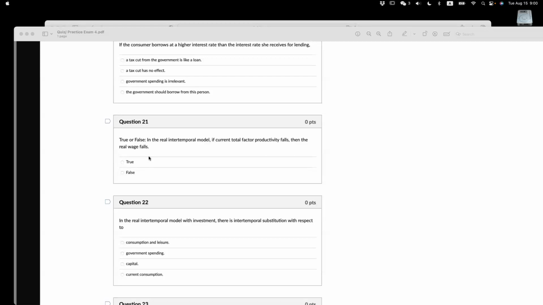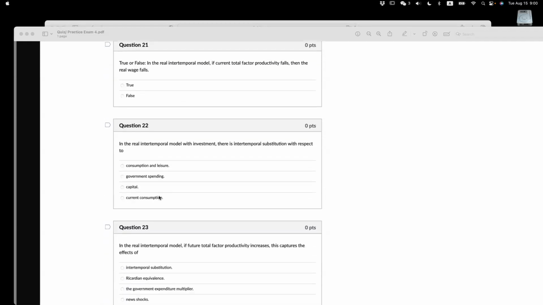Okay. Question 22. In the real intertemporal model with investment, there's an intertemporal substitution with respect to, okay? So this is with respect to consumption and leisure. All right, there's another substitution that's between consumption and saving or investment.